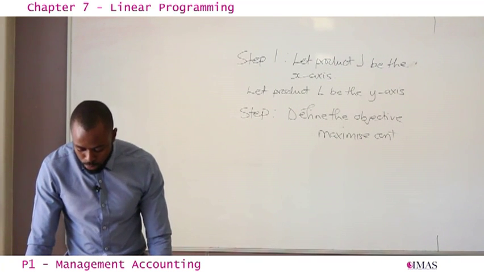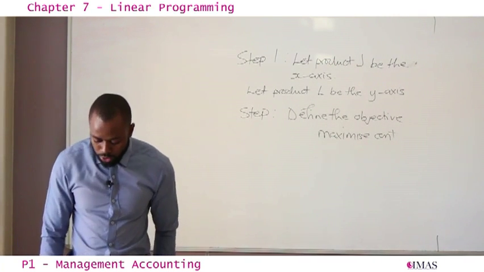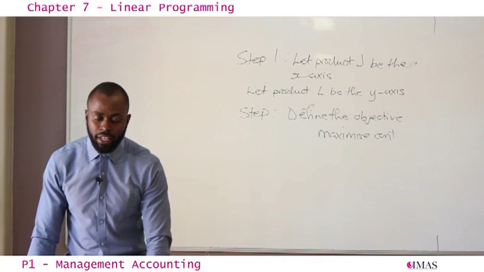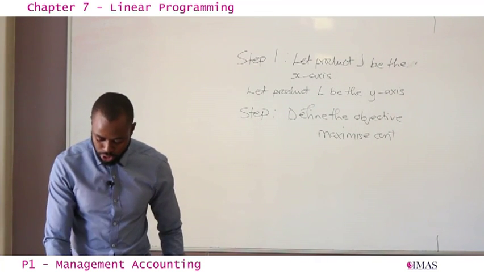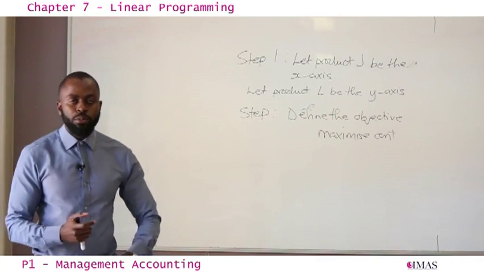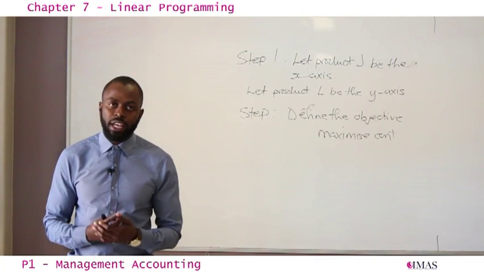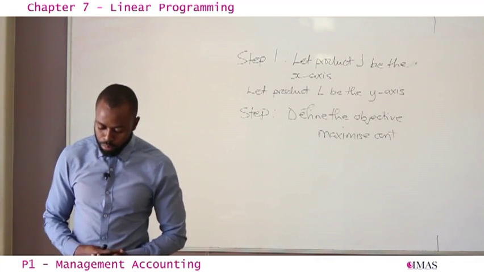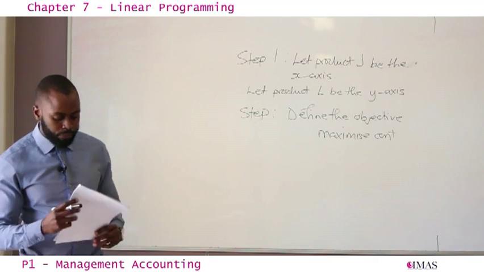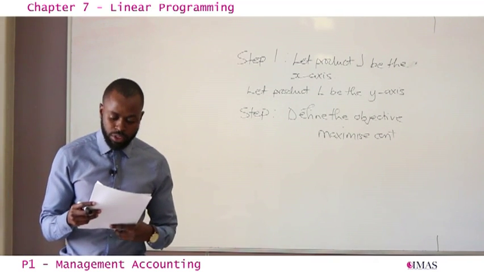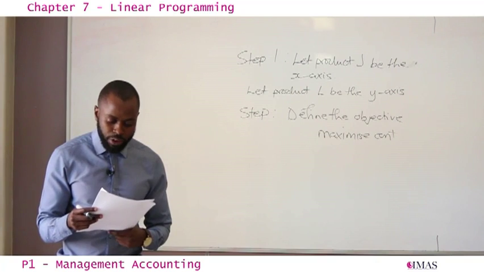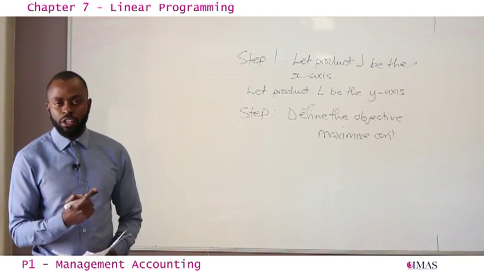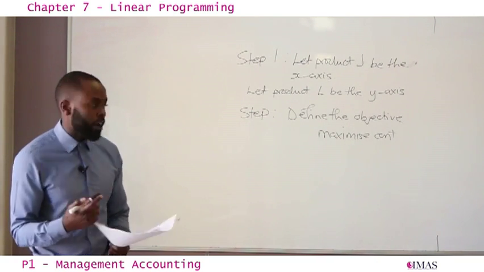And we need to calculate the contribution for J, and we need to calculate the contribution for L. To calculate contribution, we take our selling price per unit, less our variable cost per unit. So for J, we take the 115, which is the selling price, minus the variable cost. Remember, our direct costs, all of them are variable.